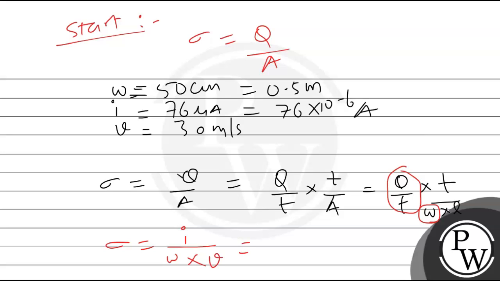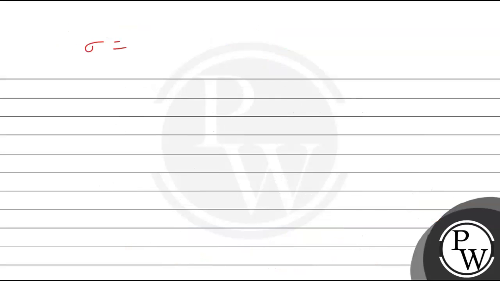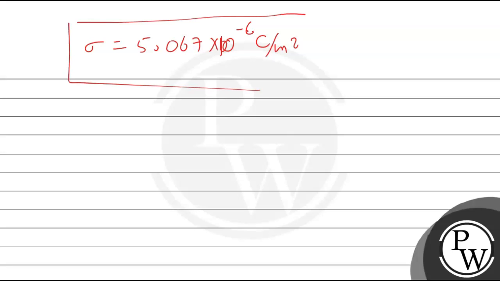So let us put the value. Value of I is given as 76 into 10 raised to power minus 6 ampere upon width is given as 0.5 meter, and the velocity is given as 30 meter per second. If we solve this, we will get the value of sigma as 5.067 into 10 raised to power minus 6 coulomb per meter square. This is the answer of question A.